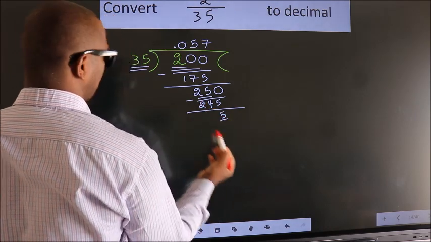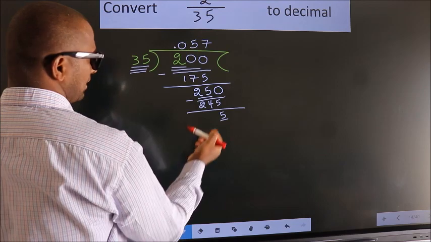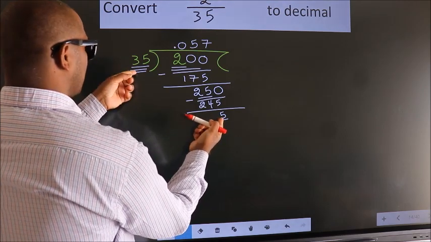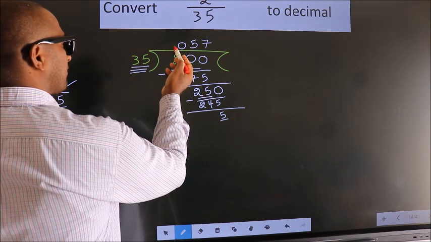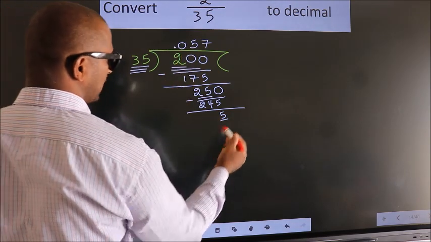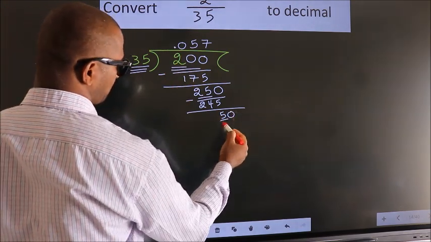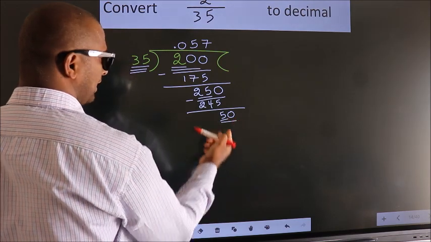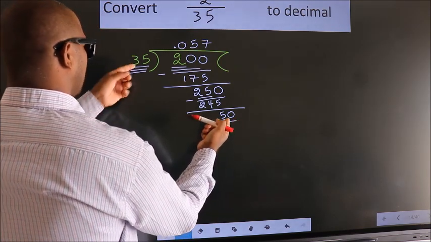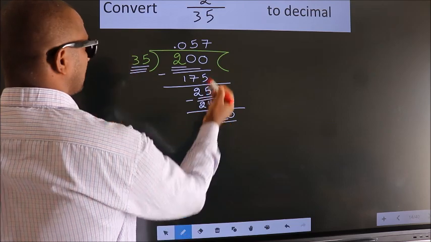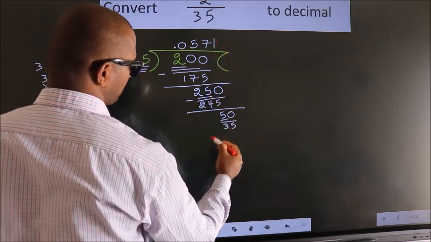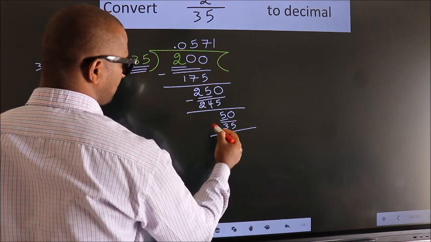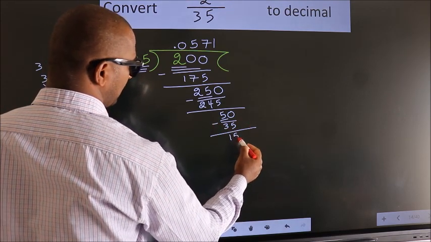Here we have 5, here 35. 5 smaller than 35, and we already have the decimal, so we can directly take 0. So 50. A number close to 50 in the 35 table is 35 ones, 35. Now we subtract, we get 15.